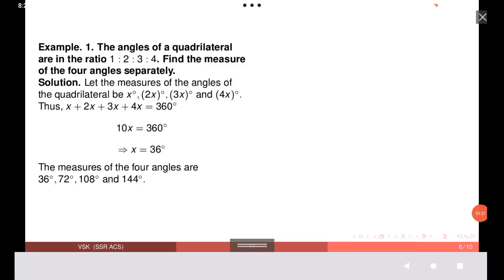So let us see this example number 1. The angles of a quadrilateral are in ratio 1, 2, 3, 4. Find the measures of 4 angles separately. So we are given a quadrilateral in which the angles are in this ratio.